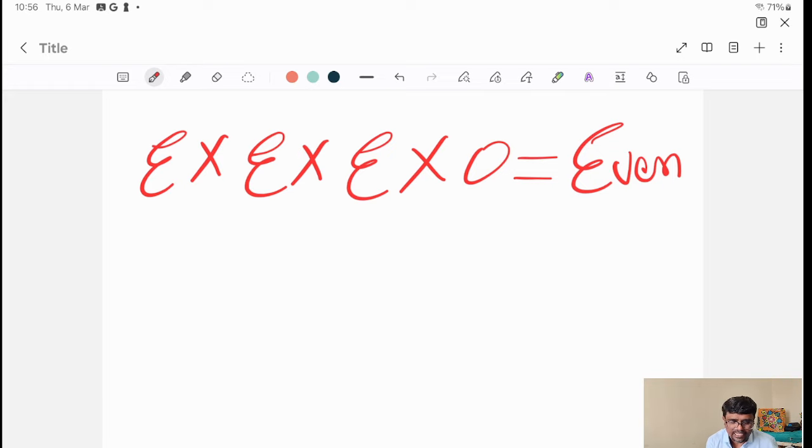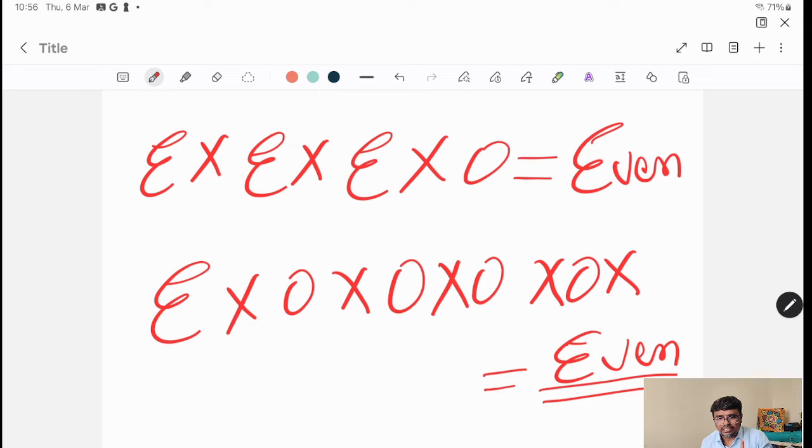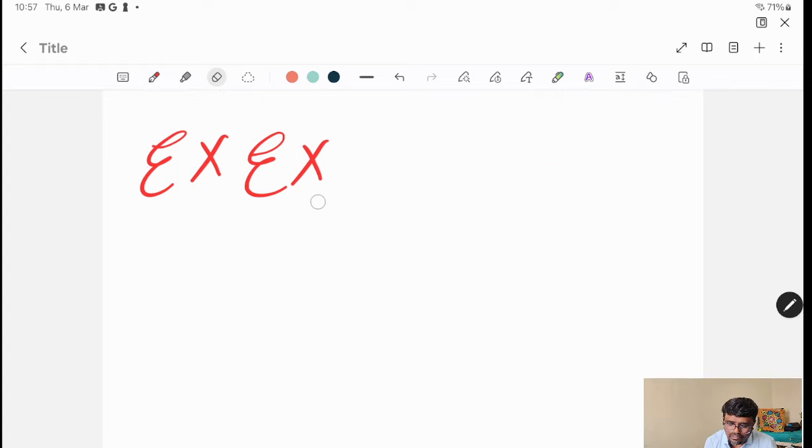This is a tricky part. See, let us say even into odd into odd into odd into odd, meaning all the others are odd numbers, up to 100 numbers you write. The result must be even only. Once an even number is there in the multiplication, in the product, the result is always even only. That's the tricky part. You need to understand. Okay?